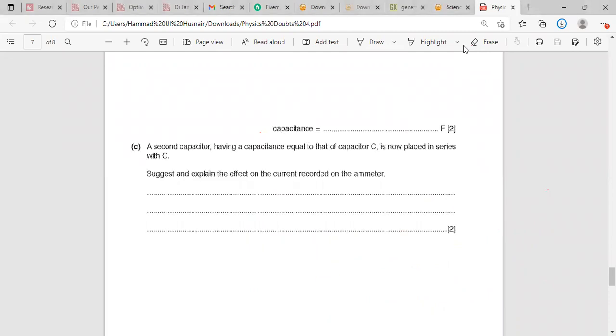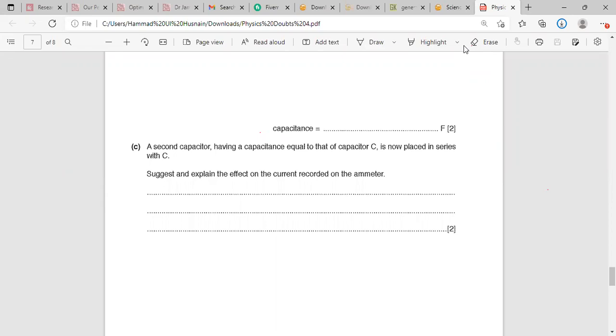Okay, so in the next question, it is asked that a second capacitor having a capacitance equal to that of C is now placed in series with C. Suggest and explain the effect on the current recorded on the ammeter. We have discussed a similar question. Will the current be greater? No, the current will be decreased, because now the capacitors are in series.